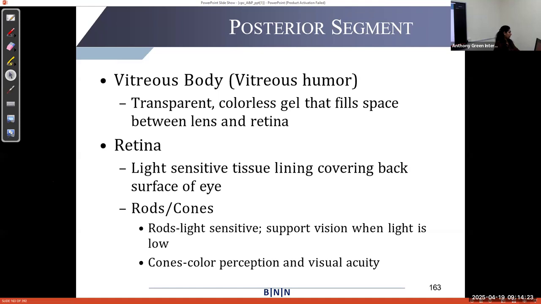The retina is very important. It is the light-sensitive tissue lining the back surface of the eye. And in the retina, we have two things. What are they? Rods and cones. What do they define, rods? There are two functions of the retina, and they are based on rods and cones. What do rods do? When light enters, the eye is able to understand that light is falling on it.